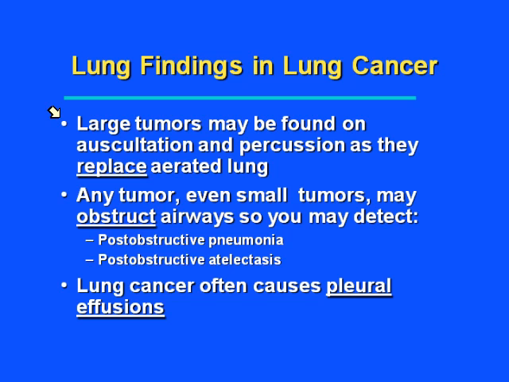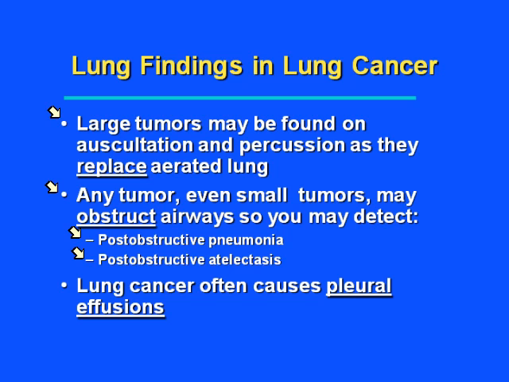The second way that you may pick up findings of lung cancer is that any tumor, even a pretty small tumor, could obstruct a bronchus. So it may obstruct one of the major airways. Then you're not actually hearing a tumor, but what you're hearing is the patient will develop a post-obstructive pneumonia, so that there'll be consolidation, and you'd have changes of consolidation. That's not the cancer, but it's a side effect of the cancer.